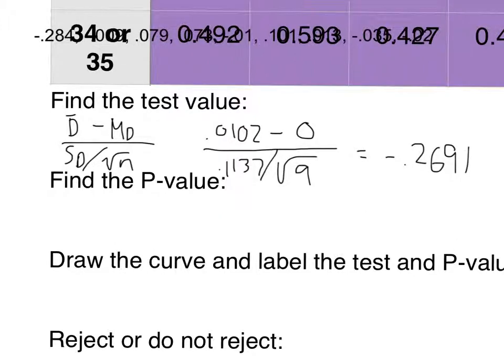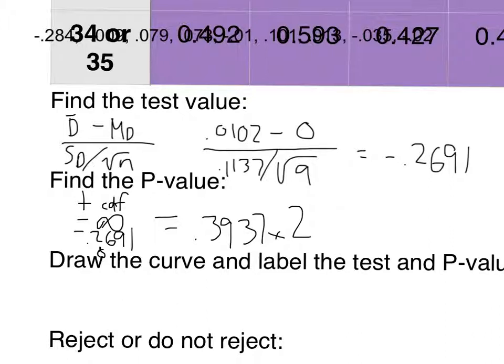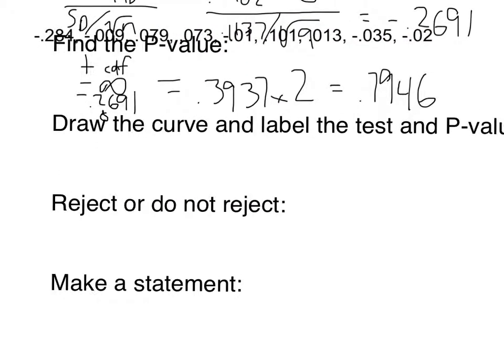So now to find the p-value, we're just going to find the area to the left of the test value, which can be found using tcdf. We're starting at negative infinity and going to the test value, which is negative 0.2691. And degrees of freedom are n minus 1, which is 9 minus 1, which is 8, and that comes out to be 0.3973, times 2, since it's two-tailed, gives you 0.7946. That's the p-value.